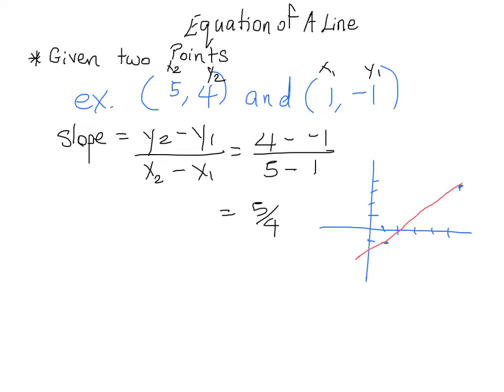All right, great. Once we figure out our slope, it's starting to look like the previous problem. We just need to pick one point and one point only, and it doesn't matter which point we choose.